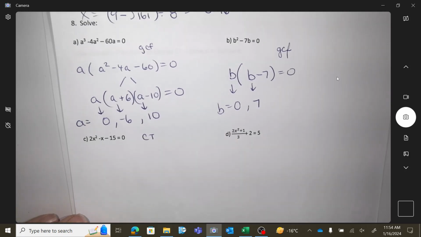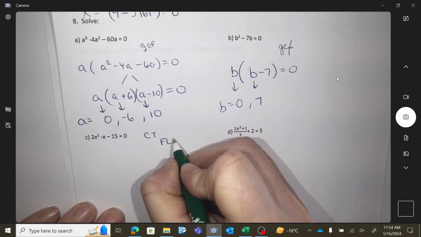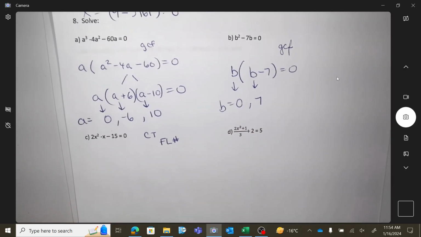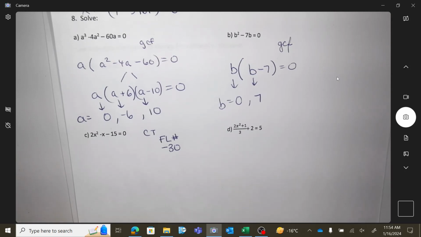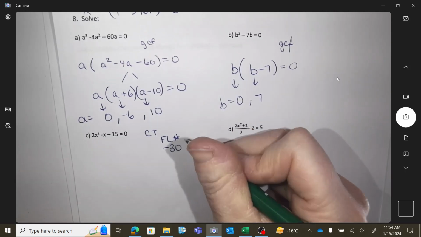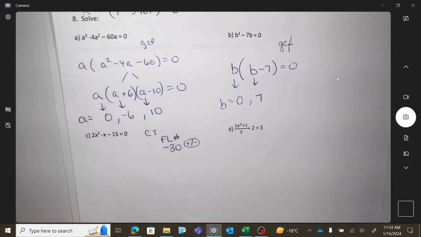Okay, C is a complex trinomial. So let's practice one of those. Step 1. Tell me what your flow number is. So I got a negative 30, first and last. I'm just going to make a note to myself. When it's negative, I know there's going to be one plus and one minus in this.